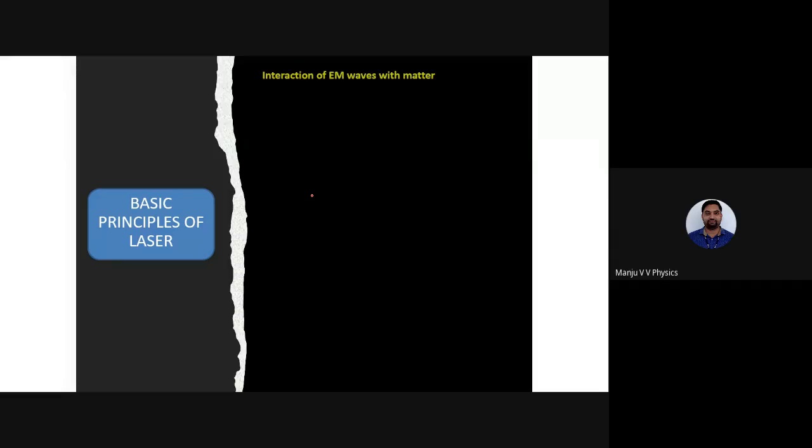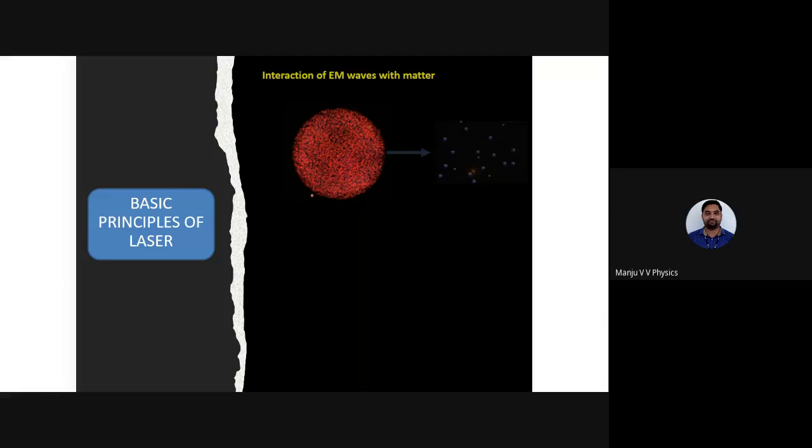Basic principle of laser, as I told you: whenever a light falls on the matter, matter is nothing but anything which has a mass and occupies space. Whenever light falls on that matter, what happens? We could observe three different processes. What are those processes? Imagine this is a matter.